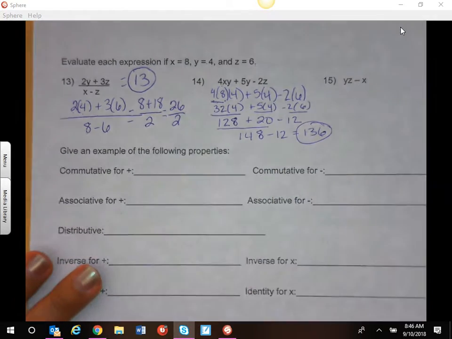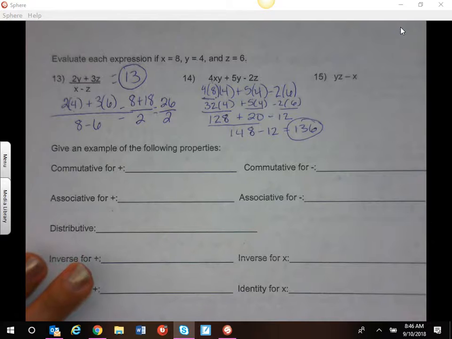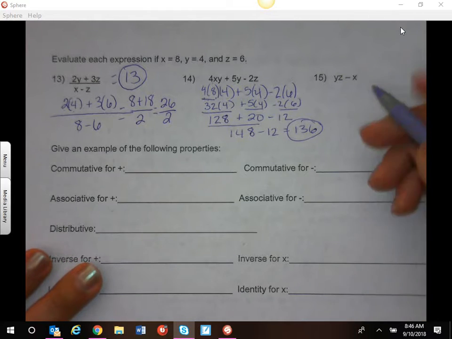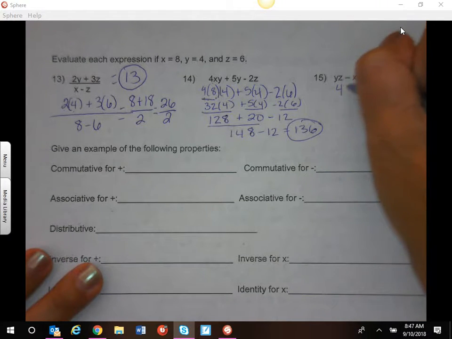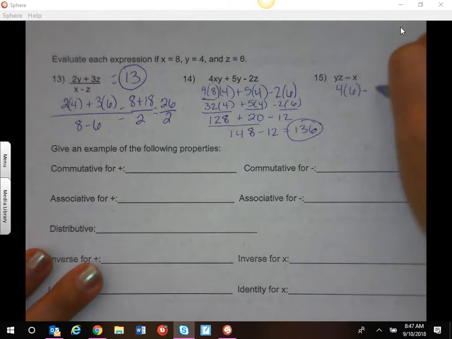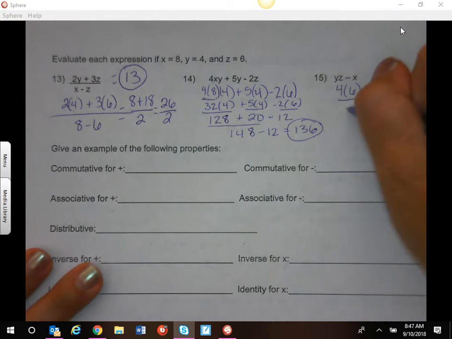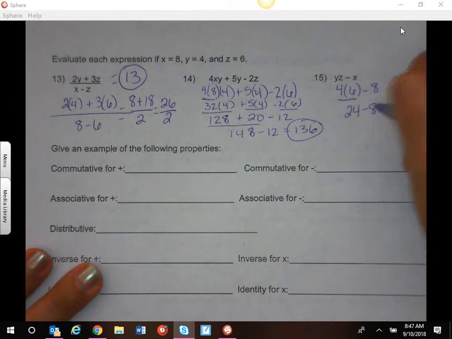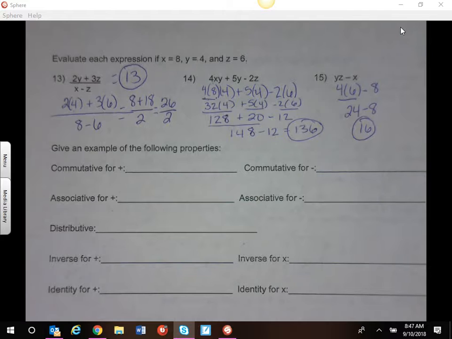And then on number 15, be careful because we do have two letters next to each other. So this is not going to be 46. It's going to be 4 times 6 minus 8. 4 times 6 is 24. Minus 8 is 16. Give an example of the following properties.